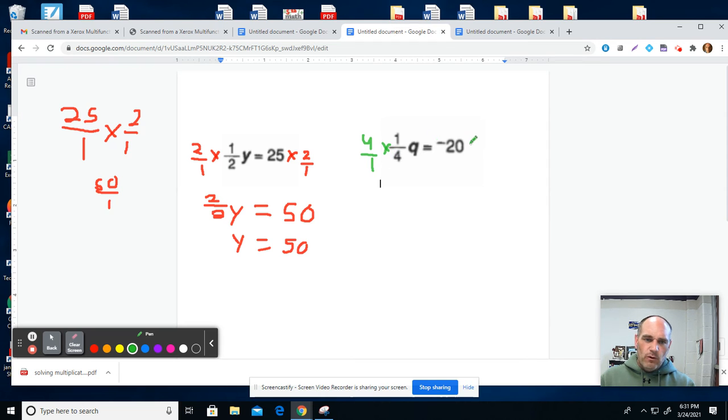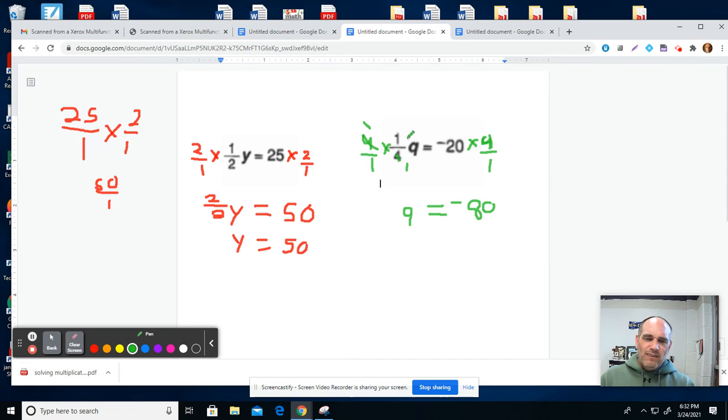If I multiply this side by 4 over 1, then I have to multiply this side also by 4 over 1. That's a 4, not a 9. There we go. My equal sign splits into 2 pieces. So on my left side, we can cross cancel. And this just becomes 1 over 1, which is 1. So all of this just becomes 1q. So I just got q all by itself. Over here now, I have negative 20 times 4. Well, 4 over 1 is just 4. So 20 times 4 is 80. Signs are different, so it's a negative 80.